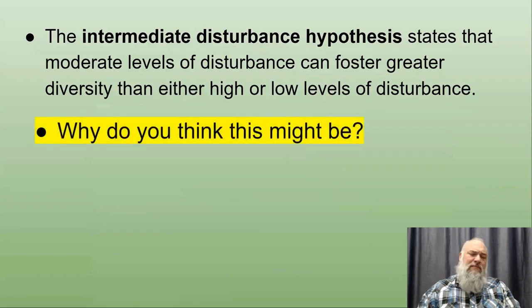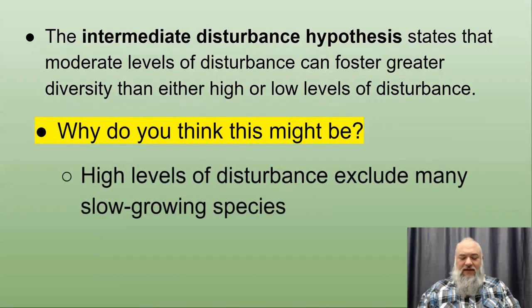Why do you think that might be? Pause it and let's talk. Well, on the high end, high levels of disturbance may exclude many slow growing species, right? If you take too long to grow and reach maturity, and the disturbance is coming too often, you're never going to be able to survive to maturity and reproduce, right? So you're not going to be able to get those slow growing species, or the disturbance is just so devastating that hardly anything is able to cope with it, and it keeps killing off most things.